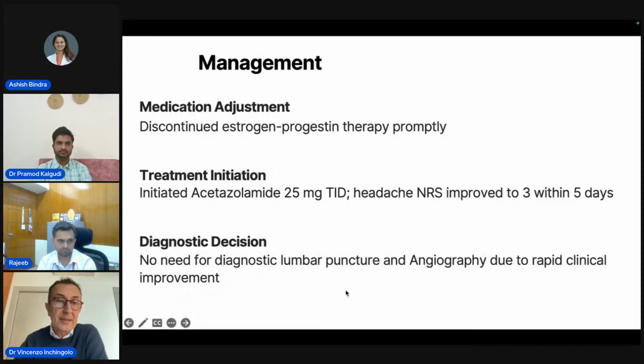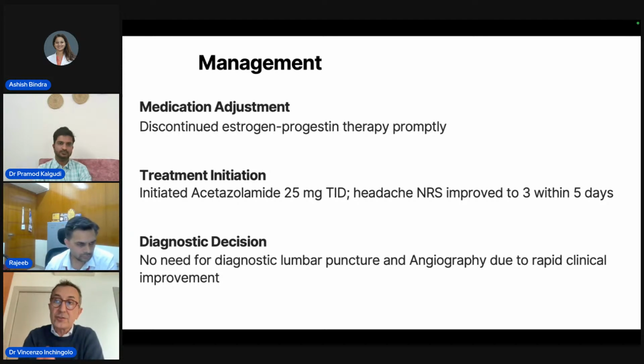The management of this patient was medication adjustment, discontinuation of estroprogestin therapy, and initiation of acetazolamide treatment, with a rapid improvement of headache in a few days. And we decided against lumbar puncture and angiography due to the rapid response to medical therapy.